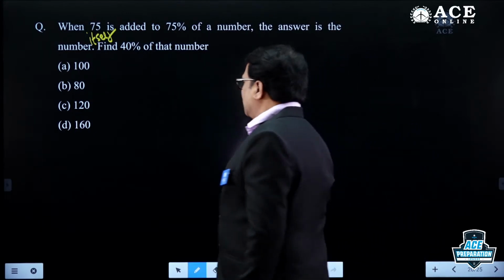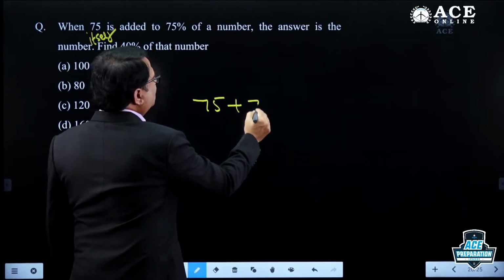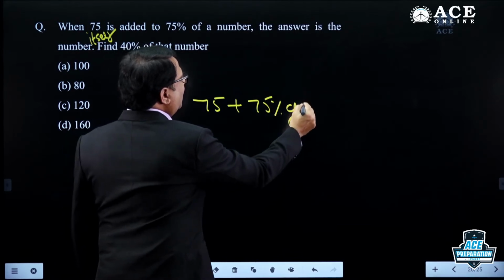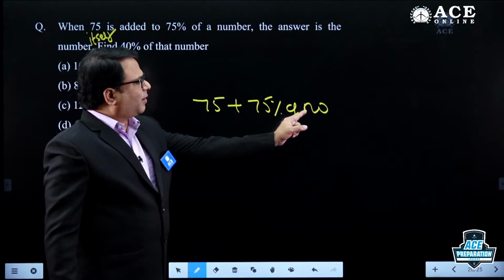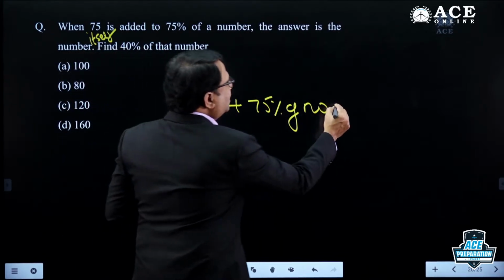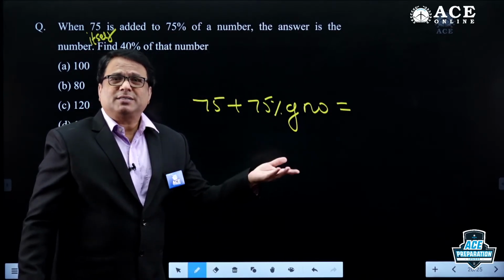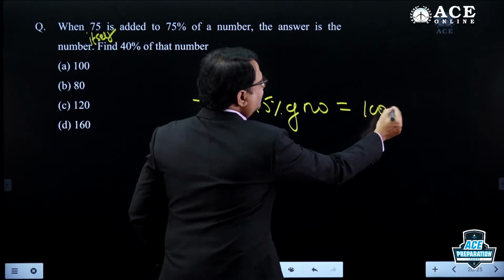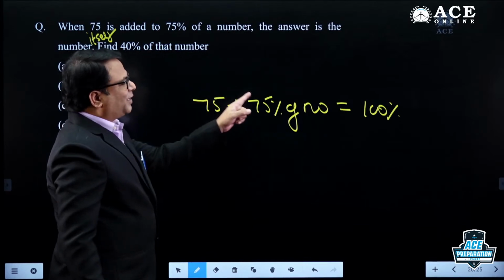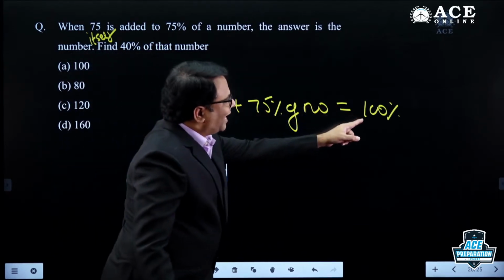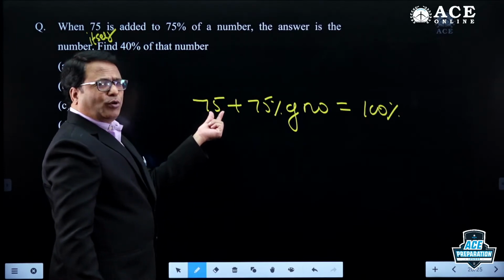Okay, now here 75 is added to 75% of the number. Then what is the result? The result is the number itself. That means 100%. So this is 75%. 75 is added to 75%. Then you are getting 100%. What does that mean? It means this 75 is equal to 25%.